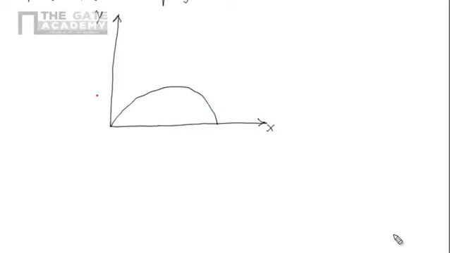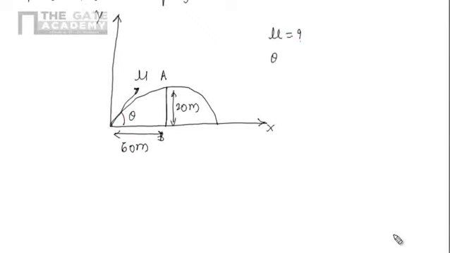Here a shell is required to project such that it will just cross the wall of the fort. This one is the fort AB, and the height of this fort is 20 meters. The distance from the gun is 16 meters, and we are interested in U and theta.